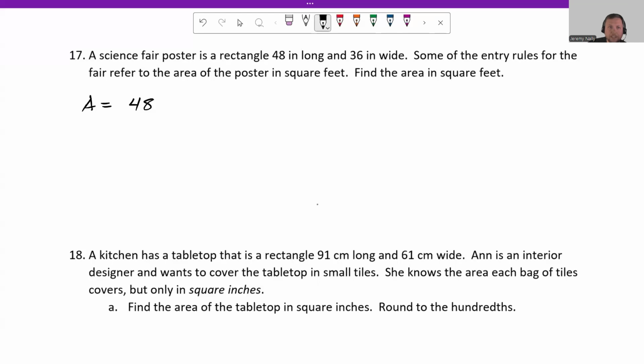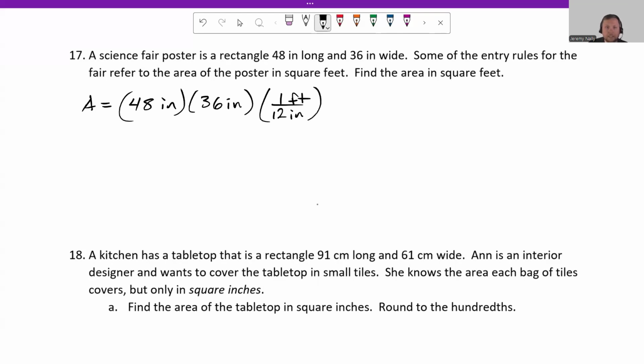So 48 inches times 36 inches. That's the area. And my conversion factor, I can cancel out inches and go to feet. And then, of course, 1 foot is 12 inches.